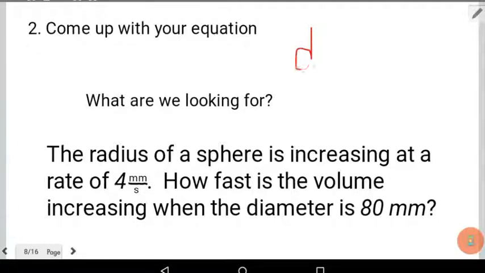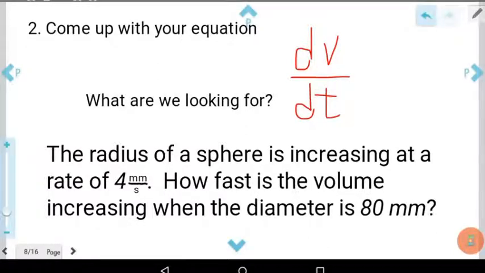This is just saying the rate that the volume is changing with respect to time. So time is our variable, V is what we're measuring, and we're looking at how quickly it's changing. Since dV/dt is what we're looking for, we don't necessarily want to put a dV/dt in our equation, but we want to keep in mind that that's what we're looking for.